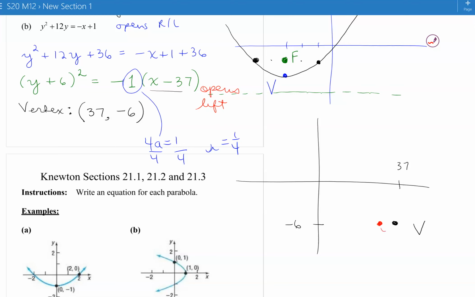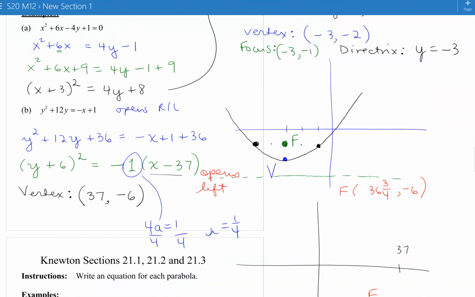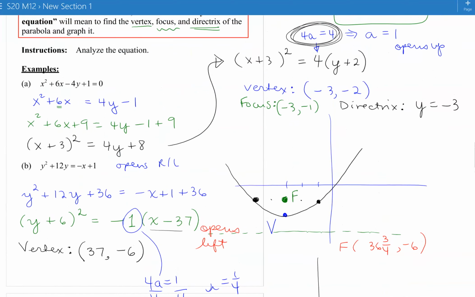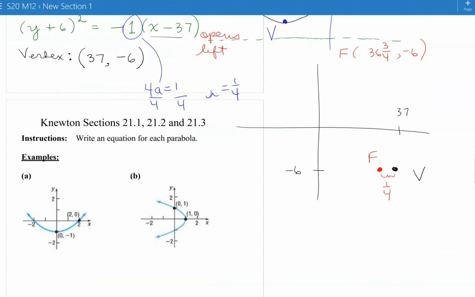So not very far to where our focus is. So our focus is actually at -36 3/4, if you like. -6, that's going to be the easy way to say where it is. It's because it's at, sorry, not negative. It's at 37 and then back up 1/4. And so that's our vertex and our focus.